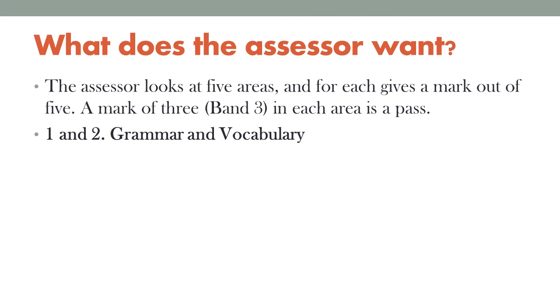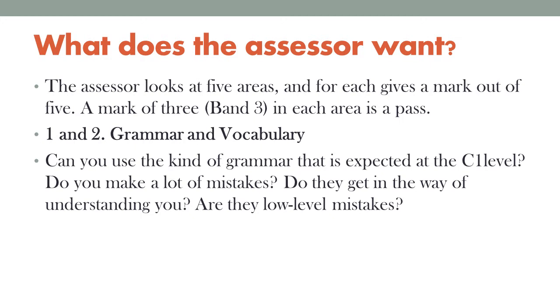The first 2 areas are grammar and vocabulary, so they look at these separately. So really I'm asking, can you use the kind of grammar that's expected at the C1 level? And if you don't know what I mean by this, have a look at an advanced level textbook, or have a look at the Common European Framework for Languages, and see what speakers at C1 level need to be able to do. When you're talking, do you make a lot of mistakes? And do people misunderstand you because of these mistakes? Also, are they low-level mistakes? Do you make mistakes with, for example, third person singular in present simple?